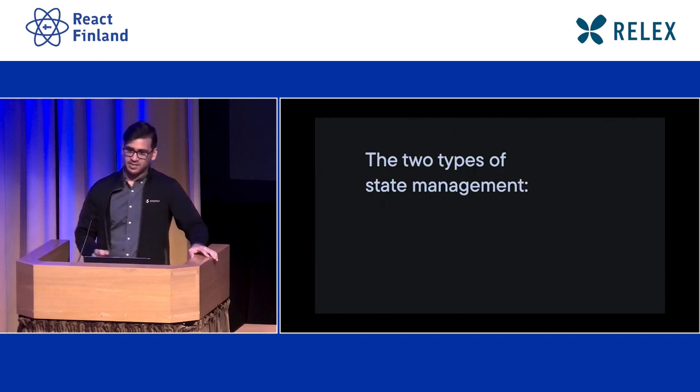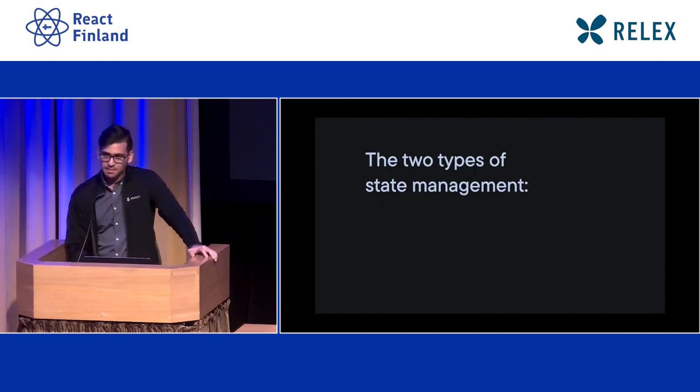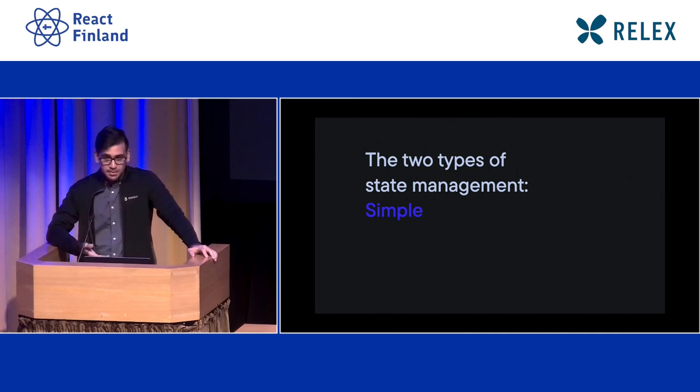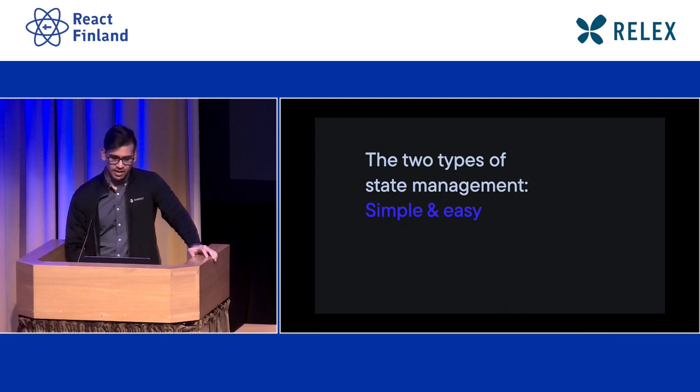So, in summary, there's two types of state management. There's simple state management, where your code becomes very easy to understand, no matter how complex it gets, and there's easy state management, where your code is very quick for you to get up and running, just putting the logic in there, manipulating state wherever you want without any care of how it maps to application logic. So which one will you choose?